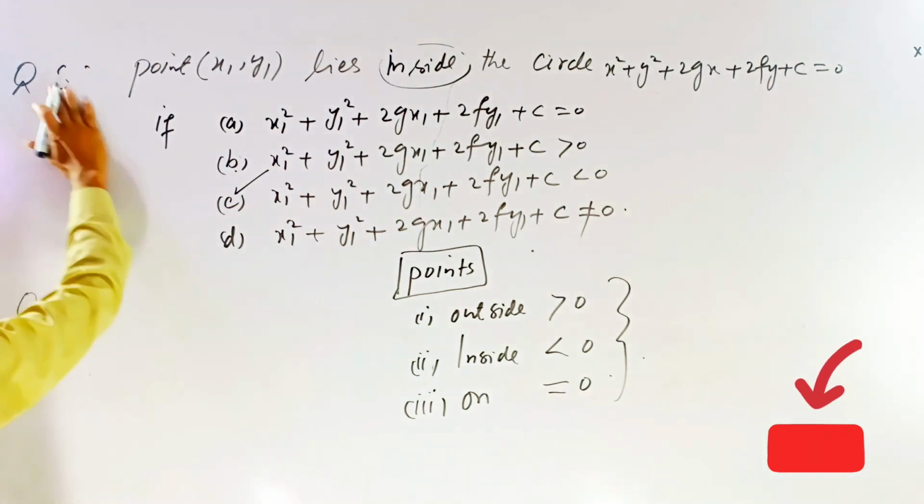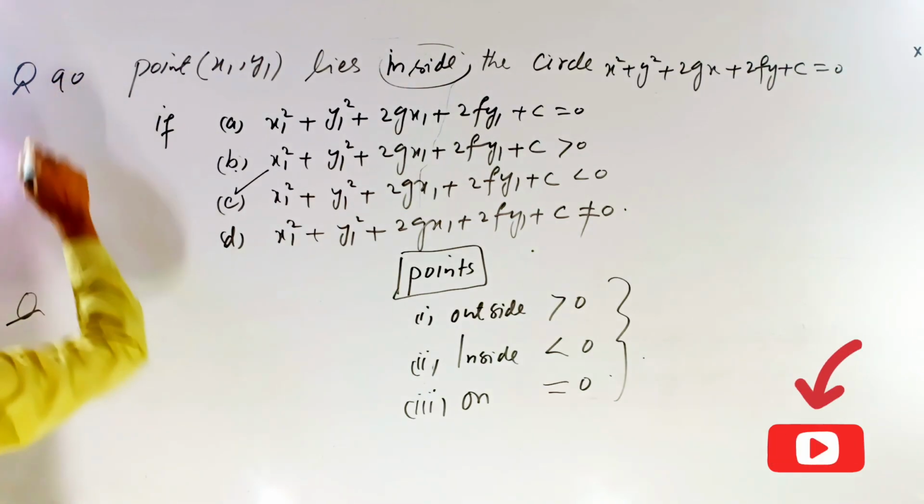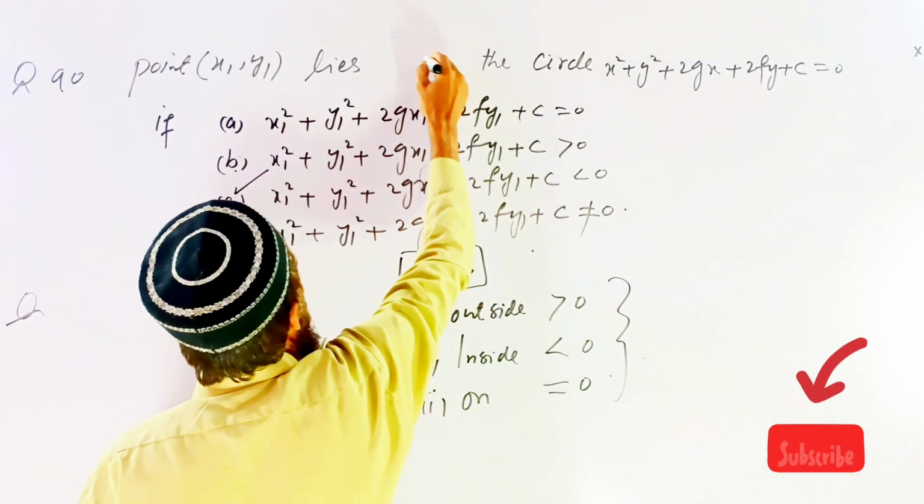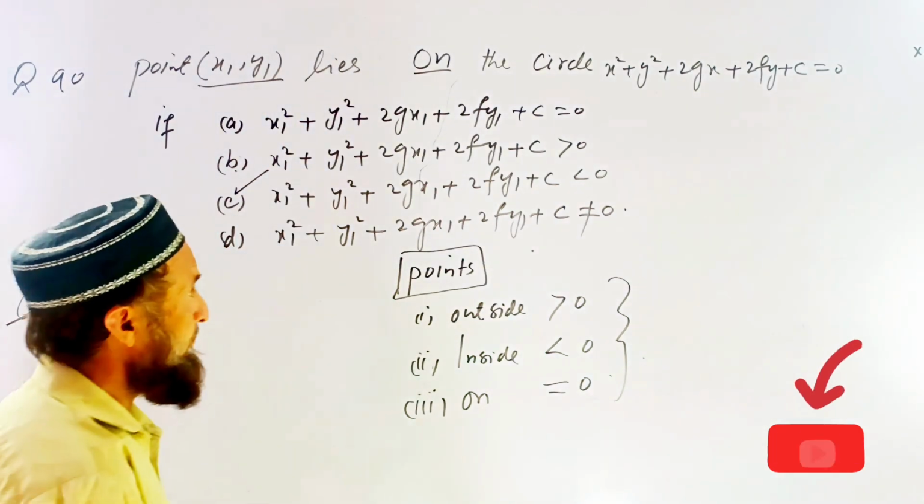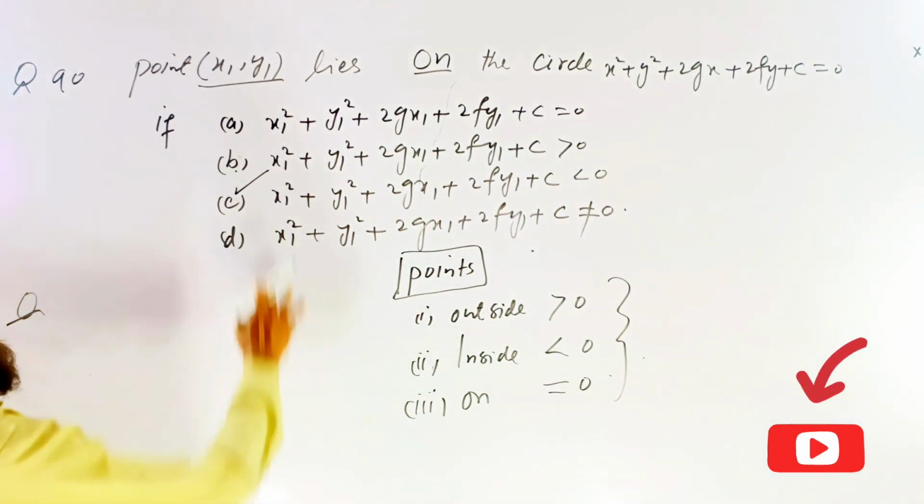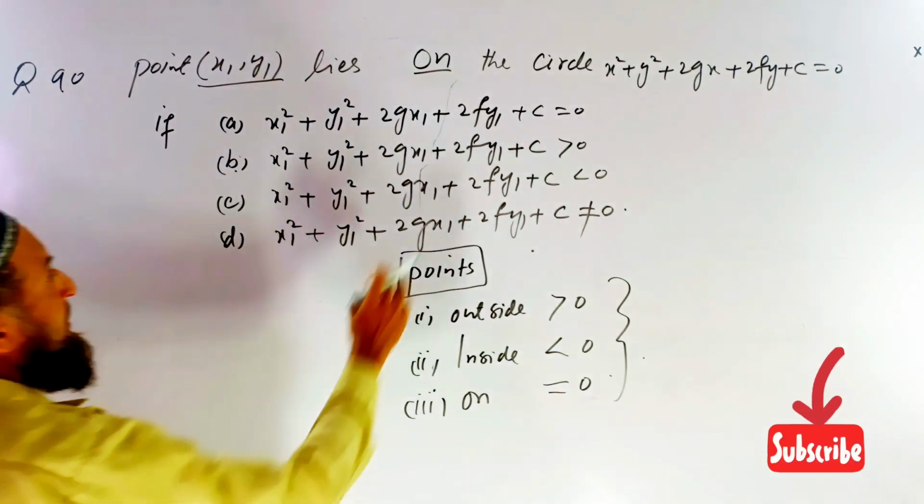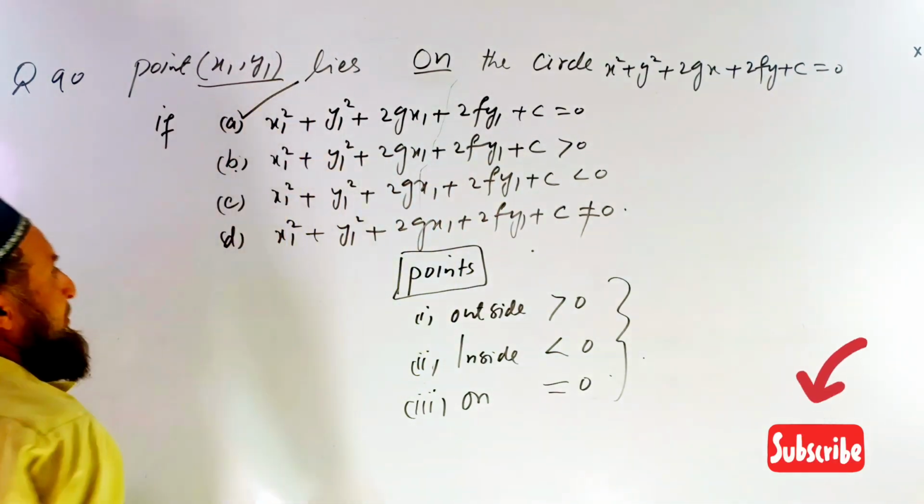Similarly, in question number 90, if we choose the point on the circle, so in this case, option A is the correct option.